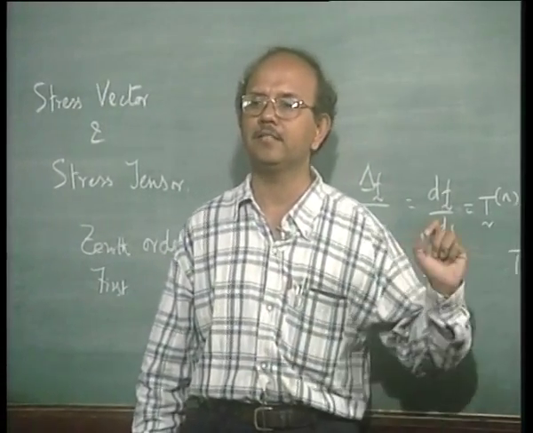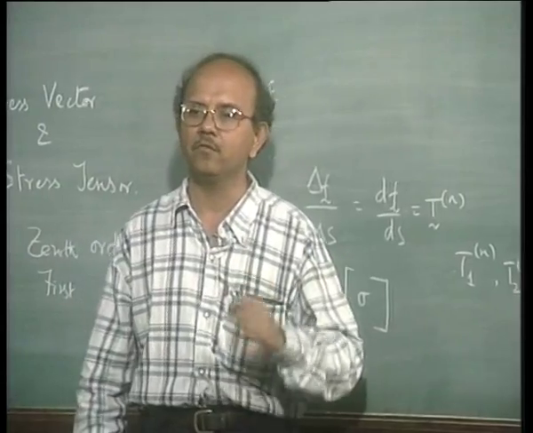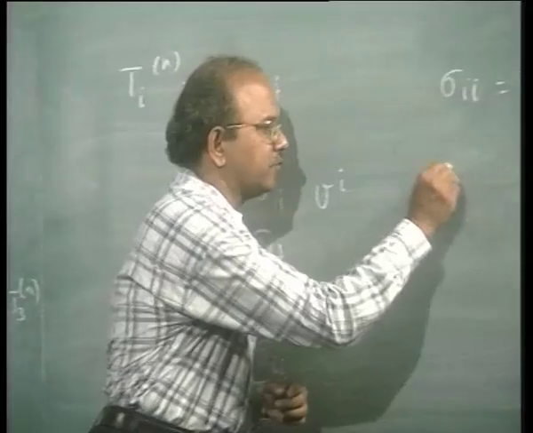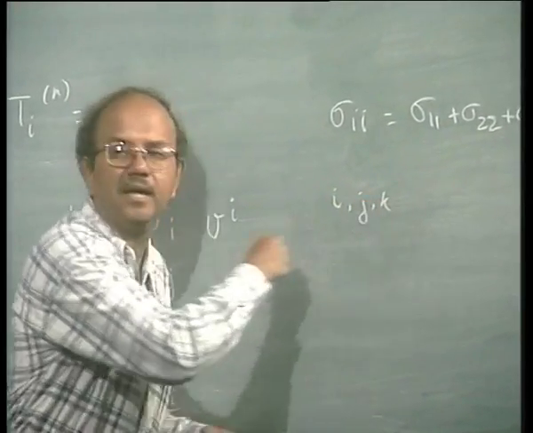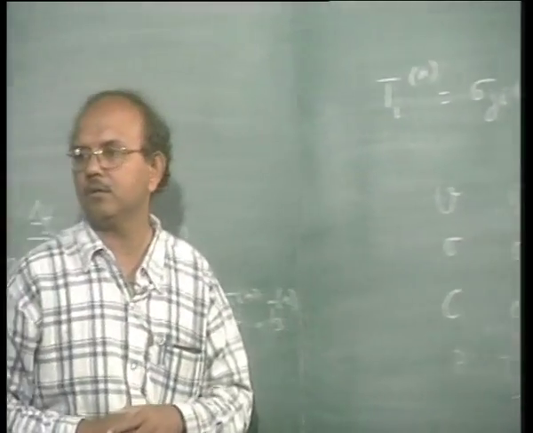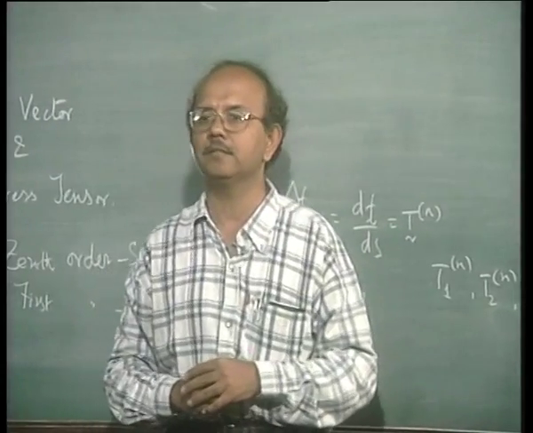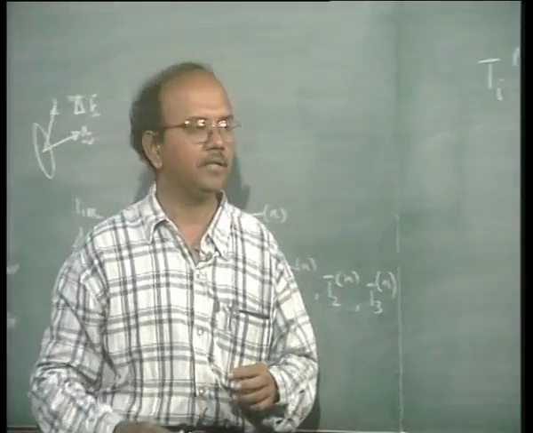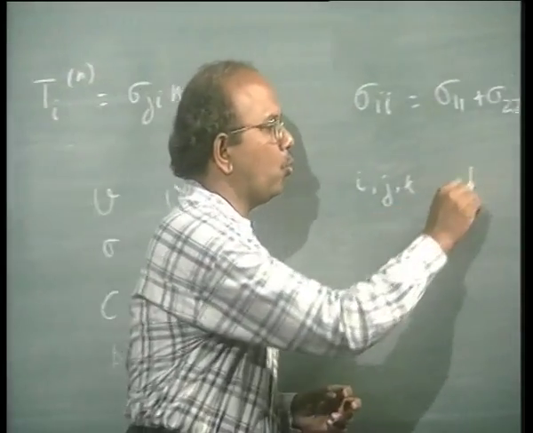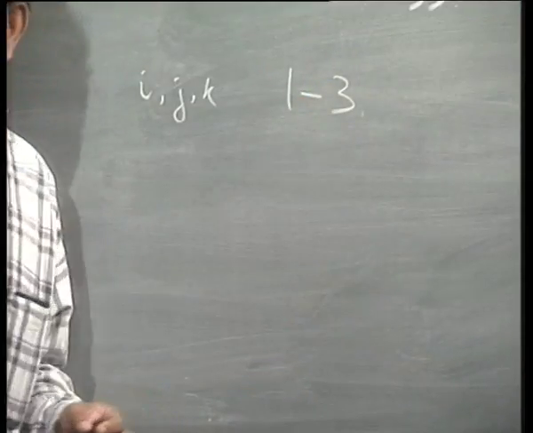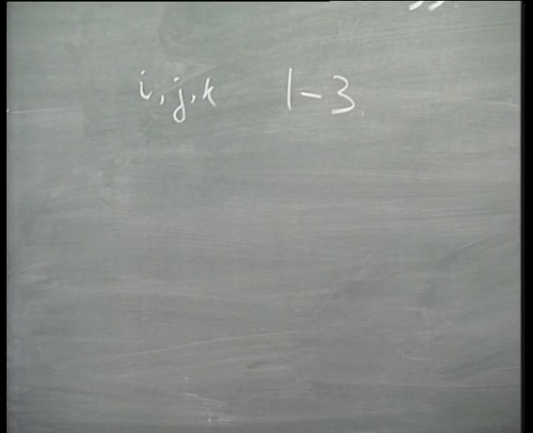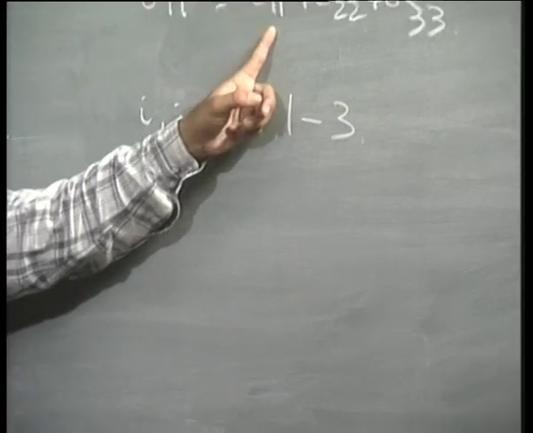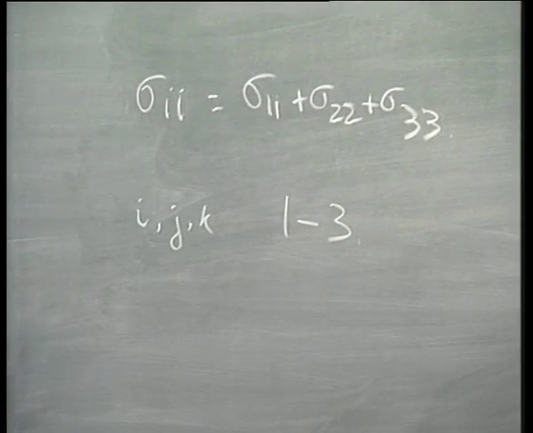Again, these mechanics people have a convention. They say that as long as you use Roman letters for subscripts, like i, j, k, a, b, c, d, whatever it is, then the range of the subscript is from 1 to 3. So when I say sigma i, my range is from 1 to 3.